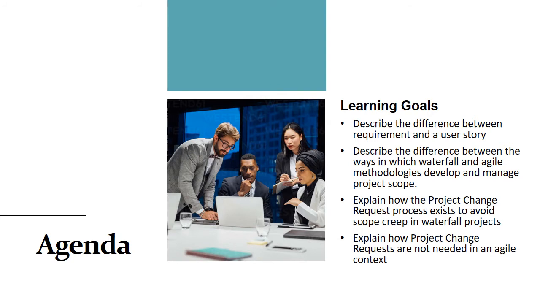Let's take a look at our learning goals. By the end of this module, you should be able to describe the difference between a requirement and a user story, to describe the difference between the ways in which waterfall and agile methodologies develop and manage project scope. You should also be able to explain how the project change request process exists to avoid scope creep in waterfall projects, and to explain how project change requests are not needed in an agile context.